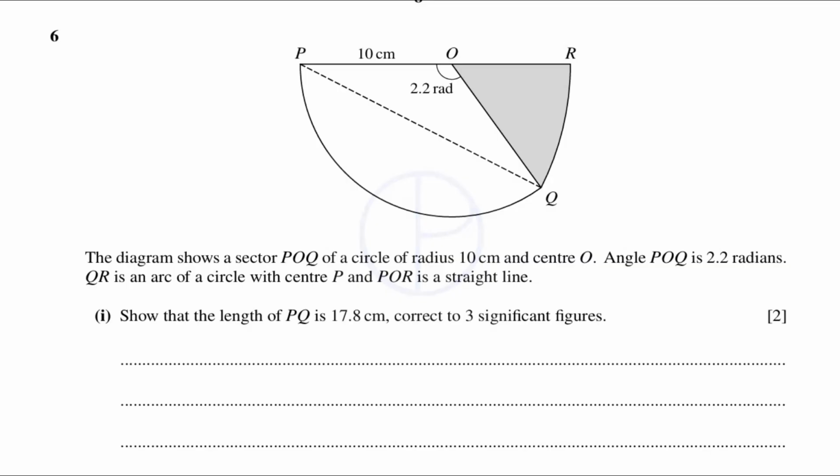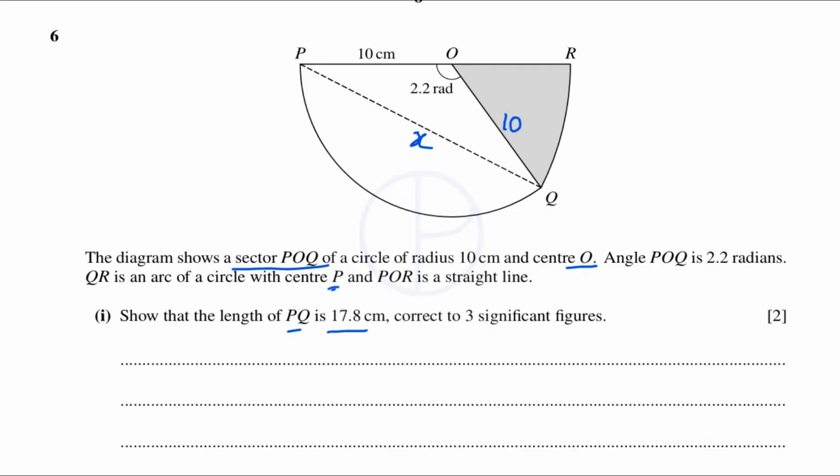So in the next question, sector POQ is shown. Center is O and the angle POQ is 2.2. QR is an arc of a circle with center P. Two circle sectors are there. Okay. Show that the length PQ is 17.8 centimeter. PQ is this. Correct to three significant figures. PO is 10 centimeter, that is the radius. Then OQ is also 10 centimeter, that is also the radius.